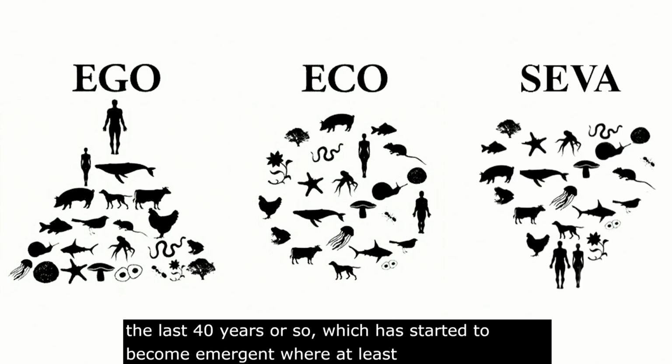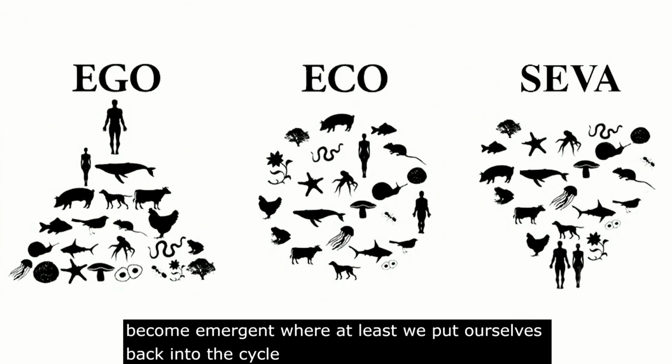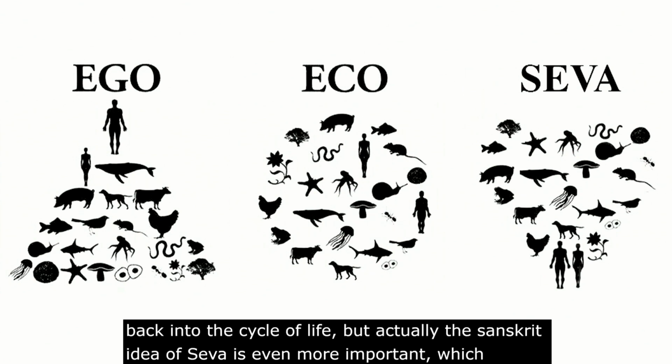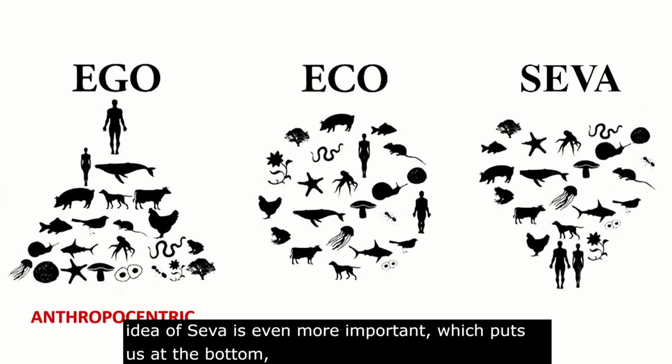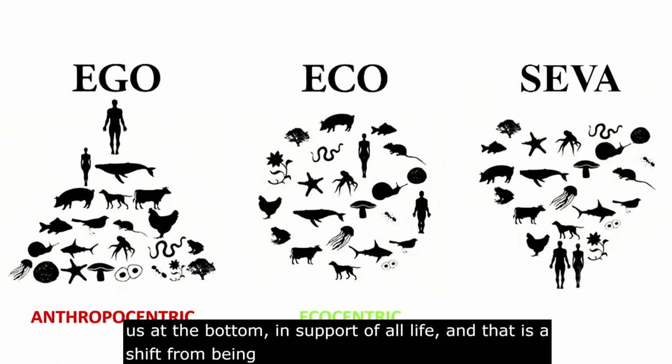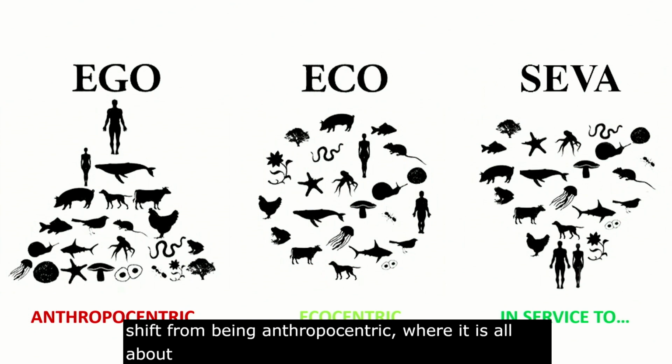But actually, I think the Sanskrit idea of seva is even more powerful, which puts us at the bottom in support of all life. And that's a shift from being anthropocentric, when it's all about us as humans, to being ecocentric, to actually being in service to life, in the same way that we can be in service to each other.